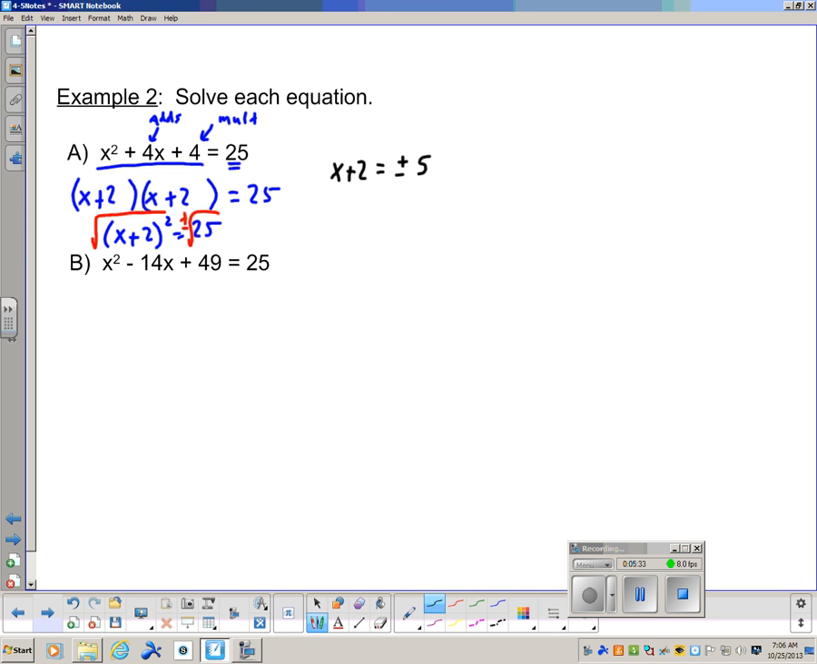If you want, you can separate them. You can say x plus 2 equals 5 and x plus 2 equals negative 5, and simply solve for x in each case. Minus 2, I get x equals 3. The other one, minus 2, x equals negative 7. So those are the two solutions I got for solving that equation. This is a special situation where it factors and you get exactly the same term multiplied by itself in parentheses, and the right-hand side is a nice square root as well. It really doesn't have to be a nice square root on the right-hand side, but it sure looks a lot nicer.